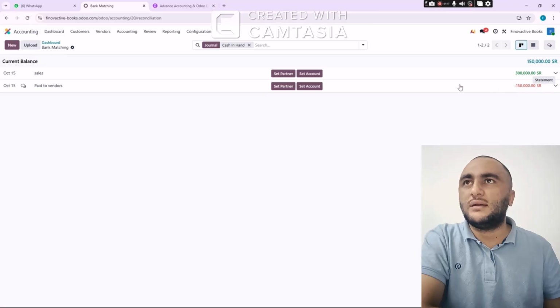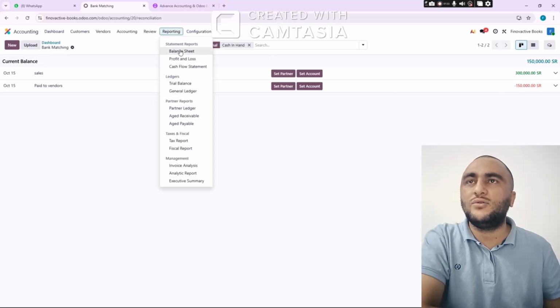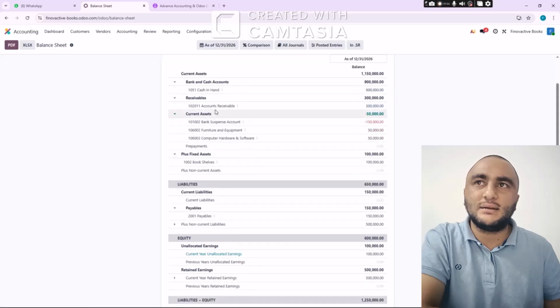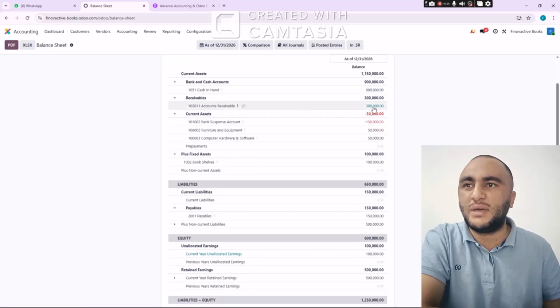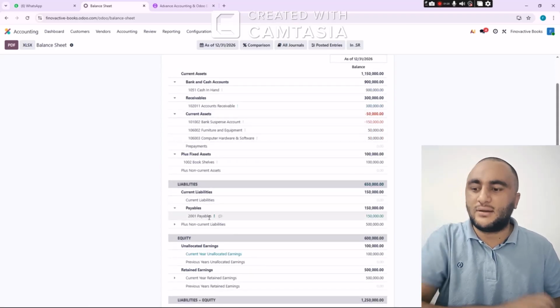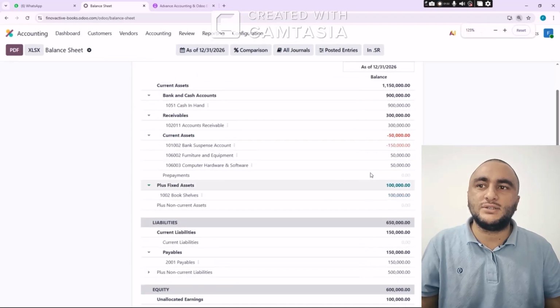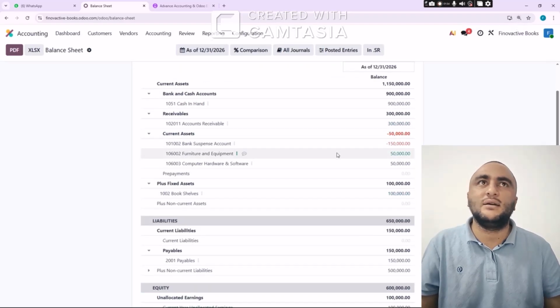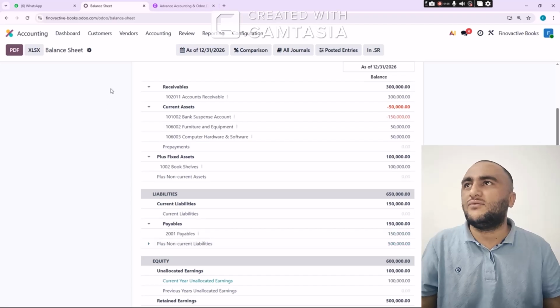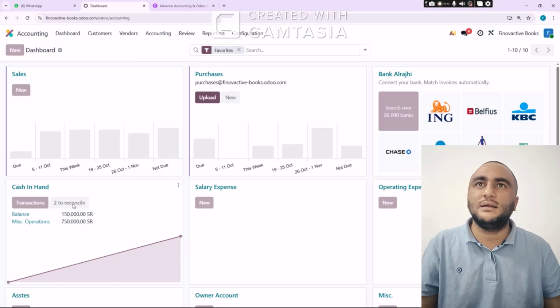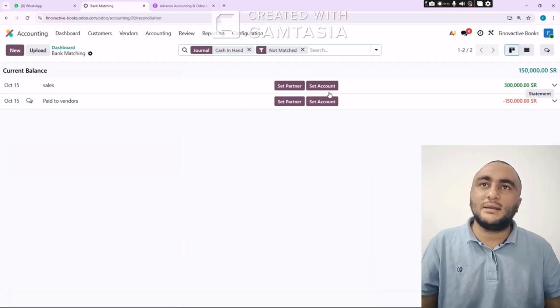If you see the balance sheet at this time, you will see here that you have account receivable 300,000 and account payable 150,000. If you cannot see, I will zoom it. 300,000 account receivable and payable 150,000. But if we go again in cash, two items to reconcile. We have to reconcile this. We will set partner in another video, but here we will set account.